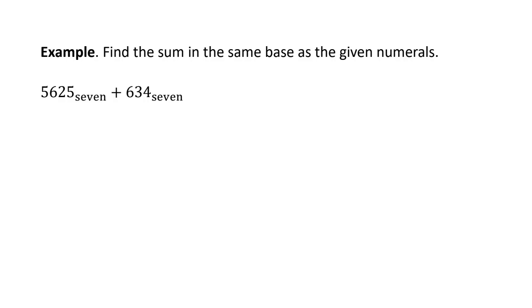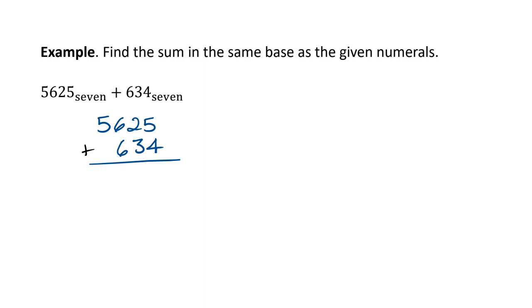So the first example says, find the sum in the same base as the given numerals. So the first thing is you're doing this by hand. There's no shortcut. You cannot use your calculator, you can use it in between, but you still have to do this the old-fashioned way. So this would be start by writing your numbers in vertical order. And then you want to match the place values from the right. So the units gotta match the units.